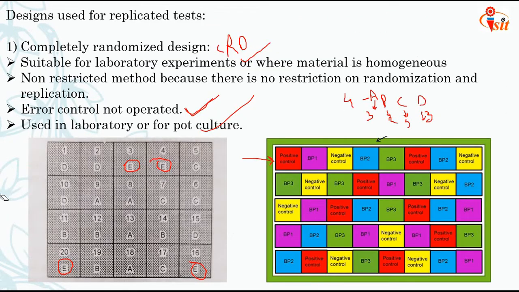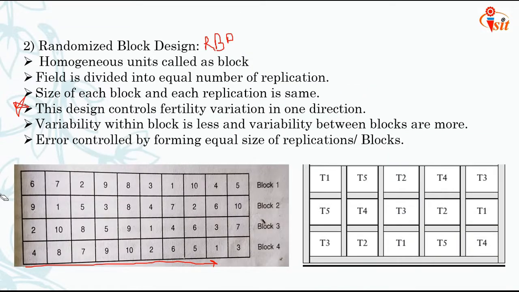So the first design is CRD. CRD is used where the material is homogeneous, in the laboratory, and also in pot culture, where the material is highly homogeneous, so there is no reason for variation there. So error control is not operated here. Then it is a non-restrictive method because there is no restriction on the number of replications and the process of randomization that we use.